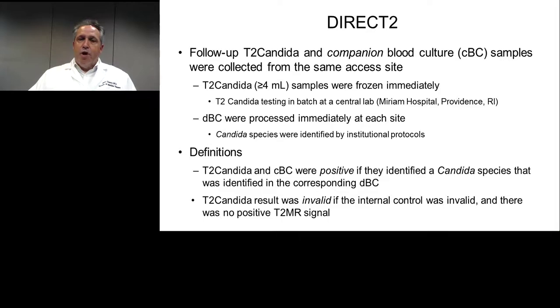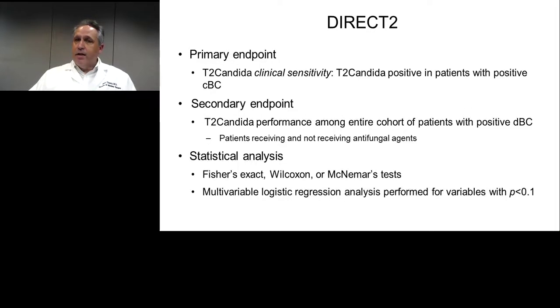The primary endpoint was T2Candida clinical sensitivity, which was defined as the T2Candida positivity in patients who had, at the same time, a positive companion blood culture. The secondary endpoint was T2Candida performance among the entire cohort of patients who were originally identified by the positive diagnostic blood culture. And we included patients who were both receiving and not receiving antifungal agents at the time of enrollment into the trial to mimic clinical practice and how the test would be used in the real world.